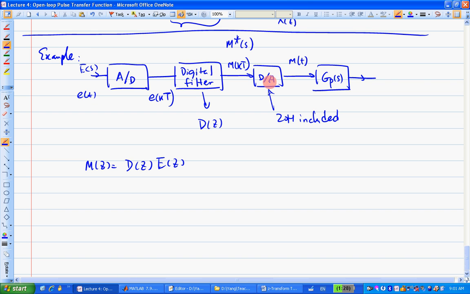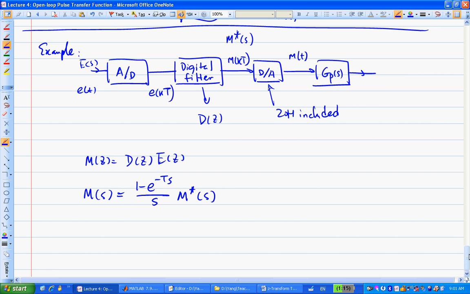Then the block here has a zero order hold. That's m. Over here, let's say m of s will equal the zero order hold multiplied by this. And the zero order hold is, right? It's this one here. Then multiplied by what's coming out here.